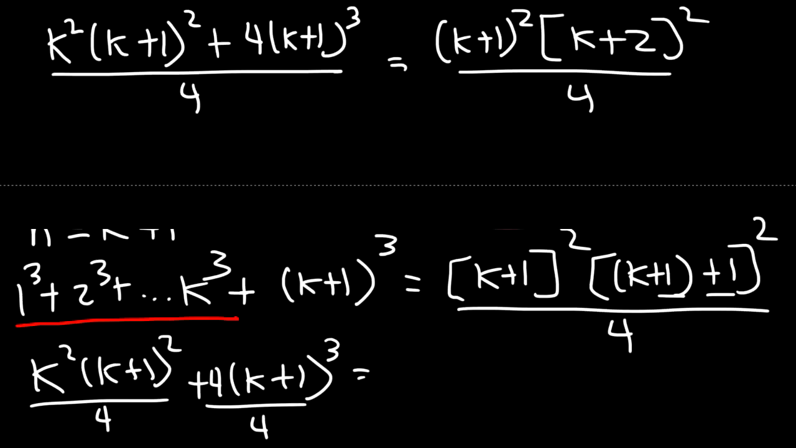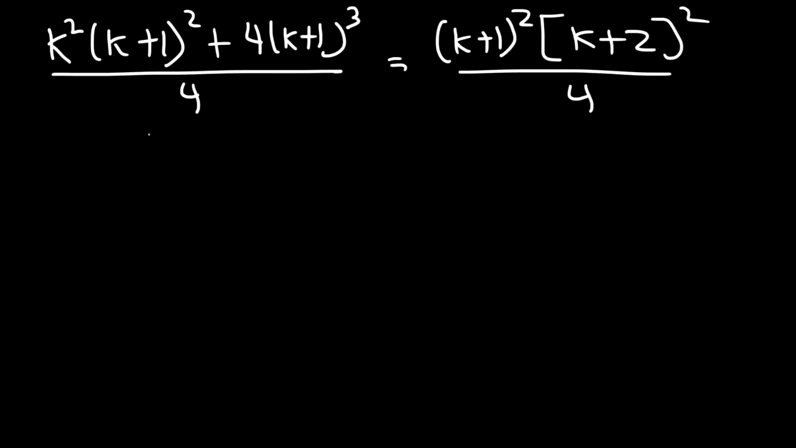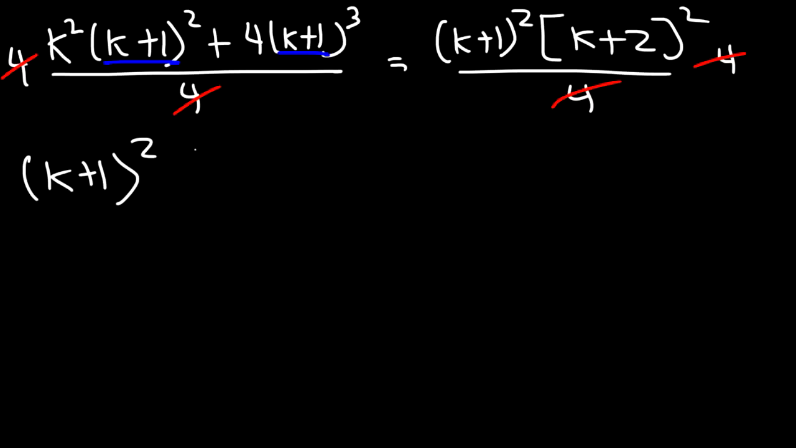Now let's get rid of the fractions. So I'm going to multiply both sides by 4. So these will cancel. Next, I'm going to take out the GCF, k plus 1 squared. If I factor out k plus 1 squared, on this side I'm going to get a k squared. Here, there's 3 k plus 1s. I took out 2, so there's 1 left over, and there's a 4 in front of it. So it's going to be plus 4 times k plus 1.